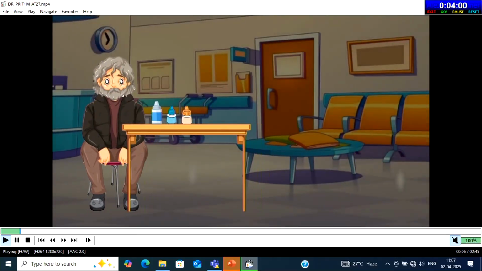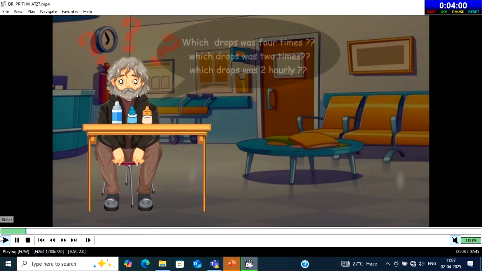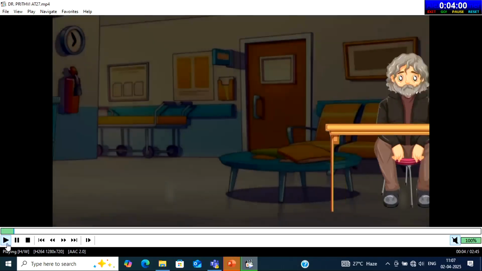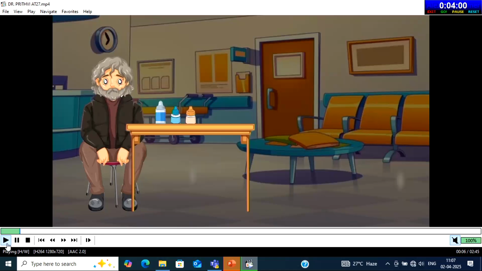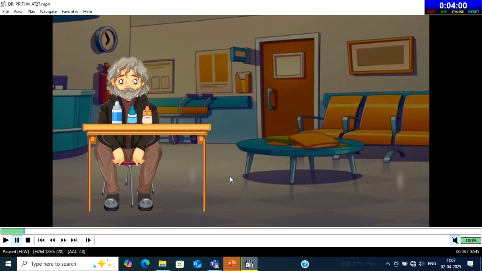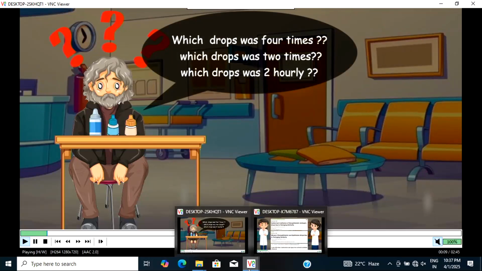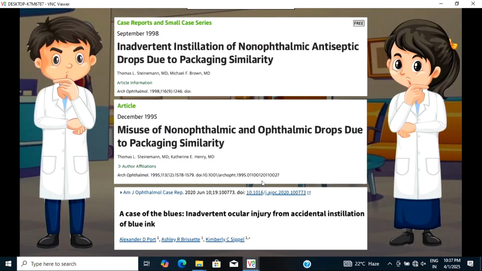Tactile, a tactile marker for medications to assist patients with low vision. Imagine a blind patient who has been prescribed 3 different eye drops. The biggest challenge? Identifying which drop to use and how many times a day. Now consider other scenarios. A patient with blurry vision who cannot read the label, or someone without assistance to help administer the drops. Studies have documented cases of inadvertent use of non-ophthalmic drops.